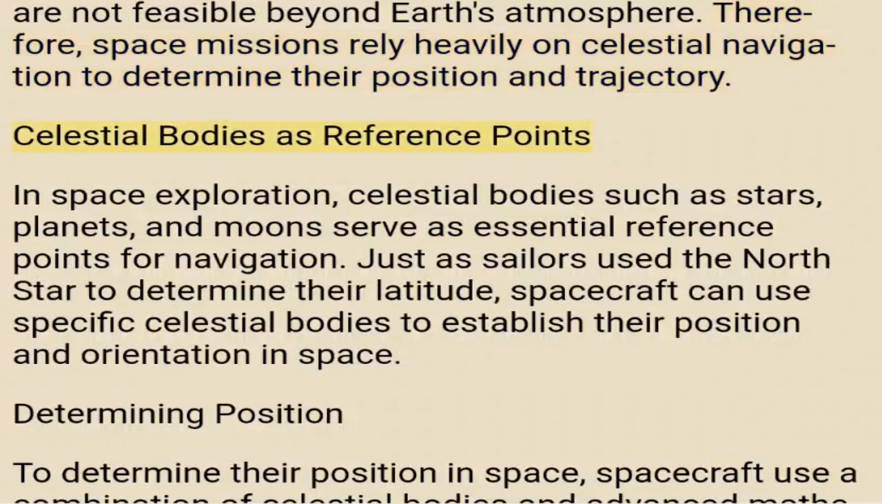Celestial bodies as reference points. In space exploration, celestial bodies such as stars, planets, and moons serve as essential reference points for navigation. Just as sailors use the North Star to determine their latitude, spacecraft can use specific celestial bodies to establish their position and orientation in space.